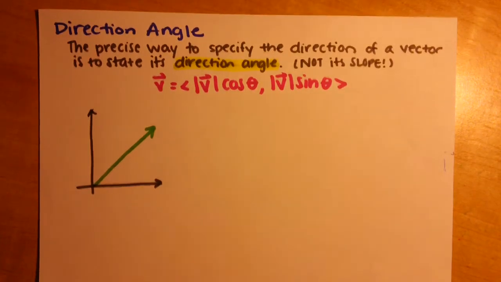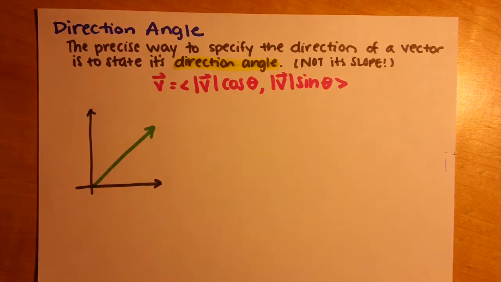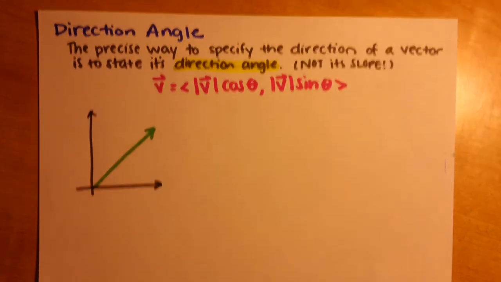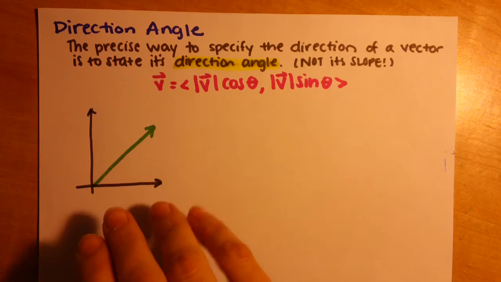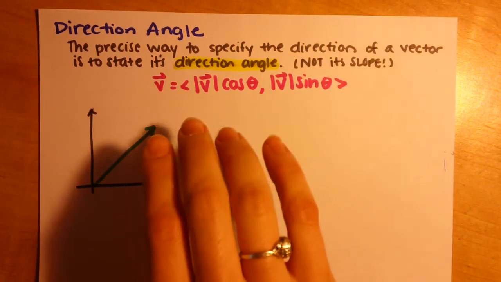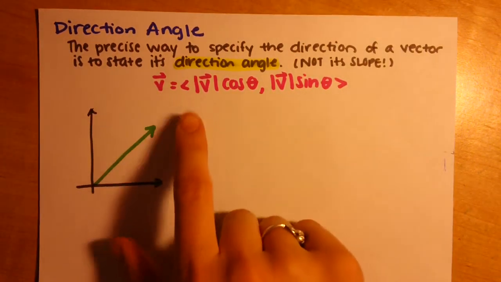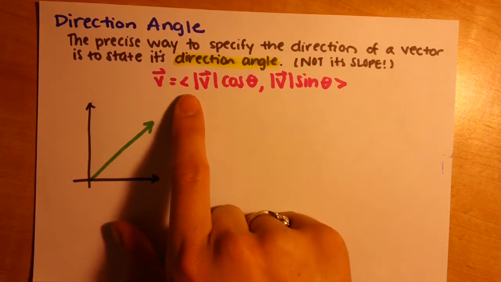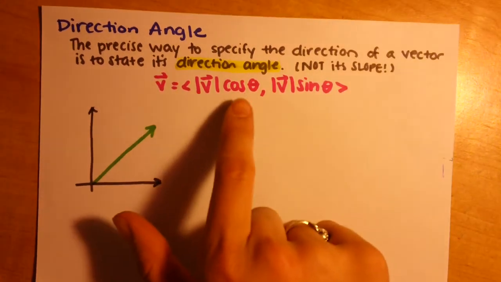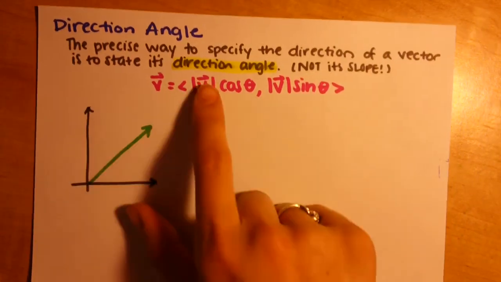In this lesson, we're going to do a little more with vectors. Another way we can specify the direction of a vector instead of slope is using a direction angle. The precise way to specify the direction of a vector is to state its direction angle, not its slope. So this is what we're going to focus on when we want to state the direction of our vector, using direction angle.